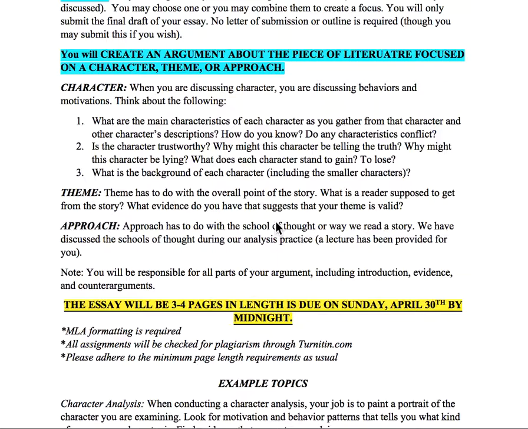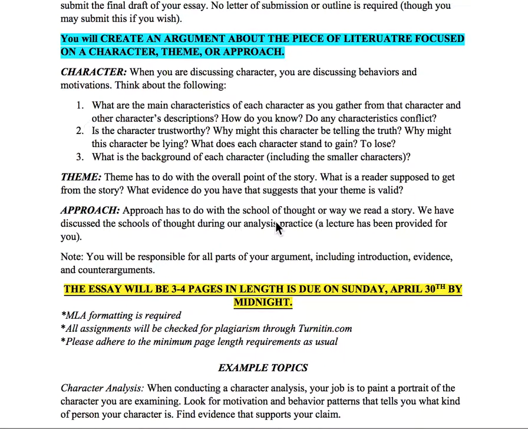How do you know these elements? Do these characteristics conflict with each other? Do they work with each other? This is kind of where your own critique can come in. Is the character trustworthy? Do you think they're telling the truth? Are they a reliable narrator? Are they a protagonist, antagonist? What elements tell you this? If they're not, why would they be lying? What's the motivation? What's the purpose? And then what do they stand to gain or lose?